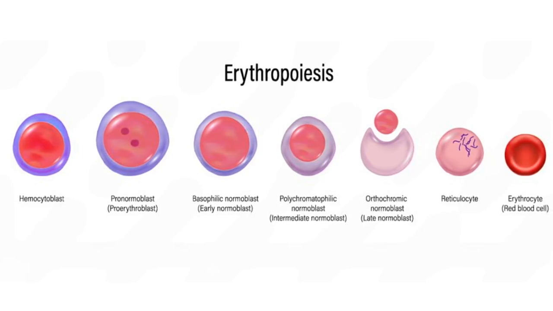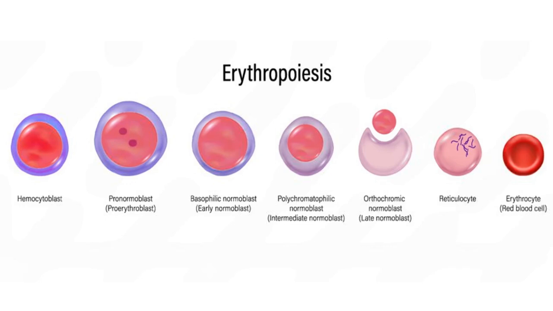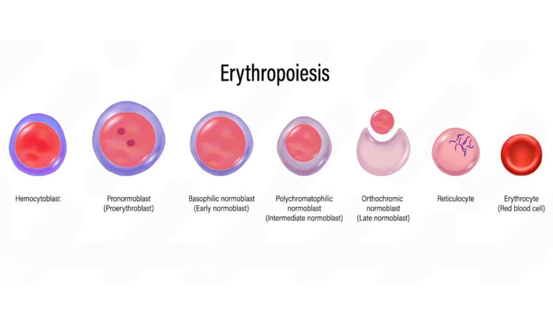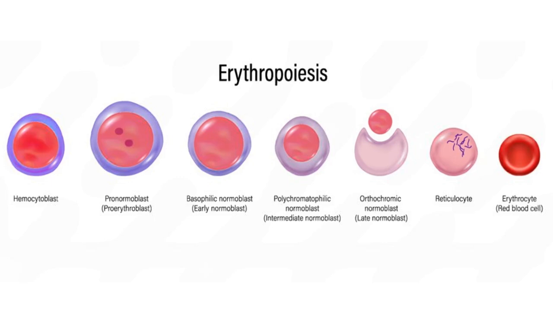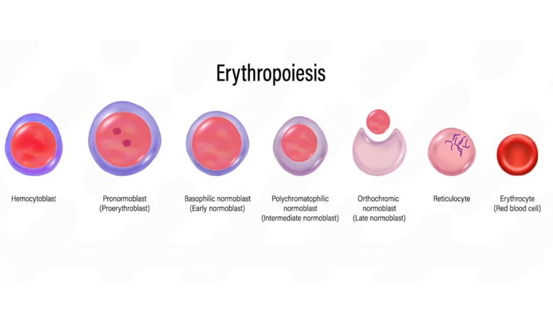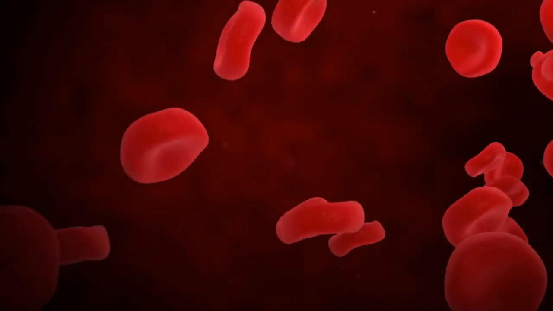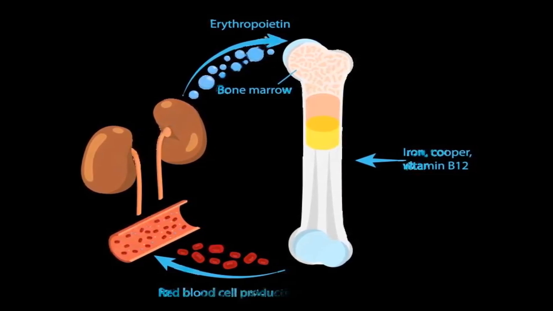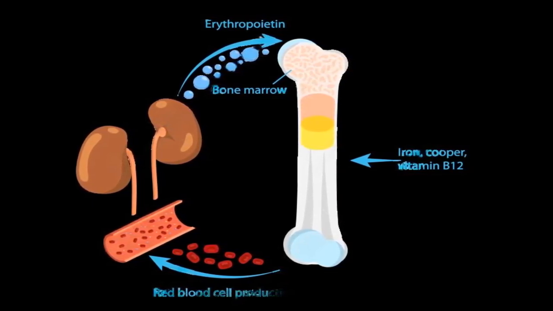Hematopoietic stem cells of bone marrow differentiate into common myeloid progenitors, which give rise to erythroid progenitors. These progenitors mature through several stages: proerythroblast, basophilic erythroblast, polychromatic erythroblast, orthochromatic erythroblast, and finally reticulocyte. Reticulocytes enter the bloodstream and mature into erythrocytes. The process of RBC formation is regulated by erythropoietin, primarily produced by the kidneys in response to low oxygen levels.